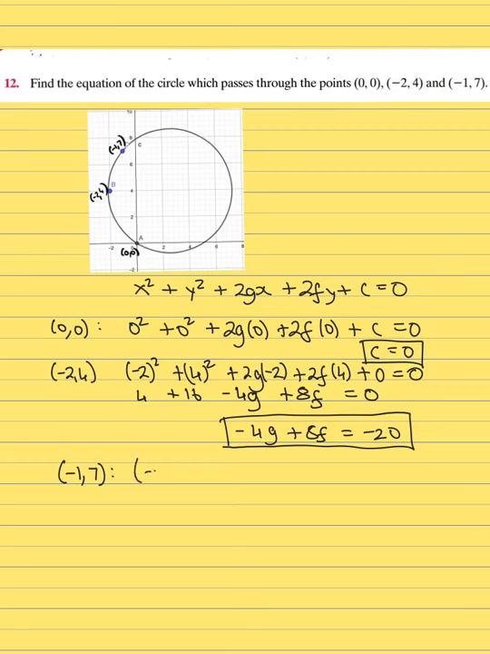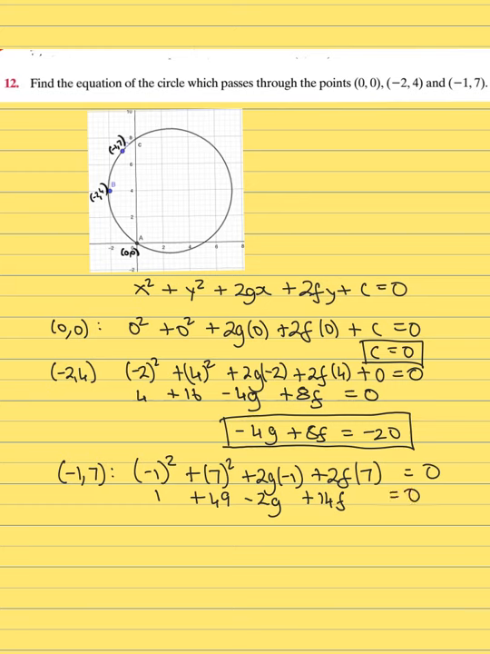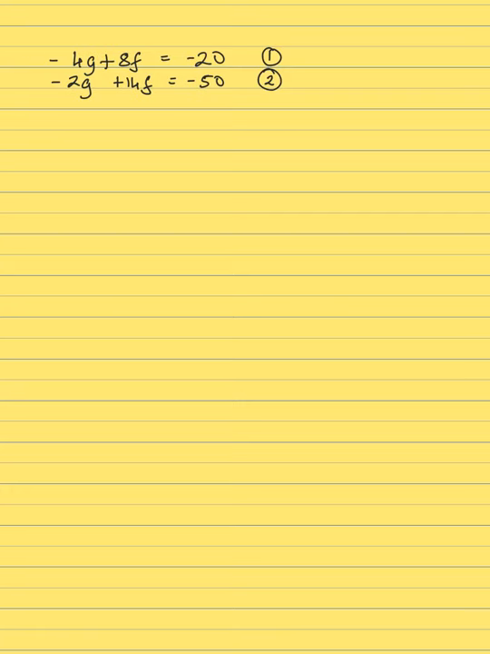Plugging that in, we get minus 1 squared plus 7 squared plus 2g times minus 1 plus 2f times 7 plus c, which is 0, equals 0. That gives us 1 plus 49 minus 2g plus 14f equals 0, or minus 2g plus 14f equals minus 50. So we now have 2 equations involving g and f, and we'll solve them simultaneously.